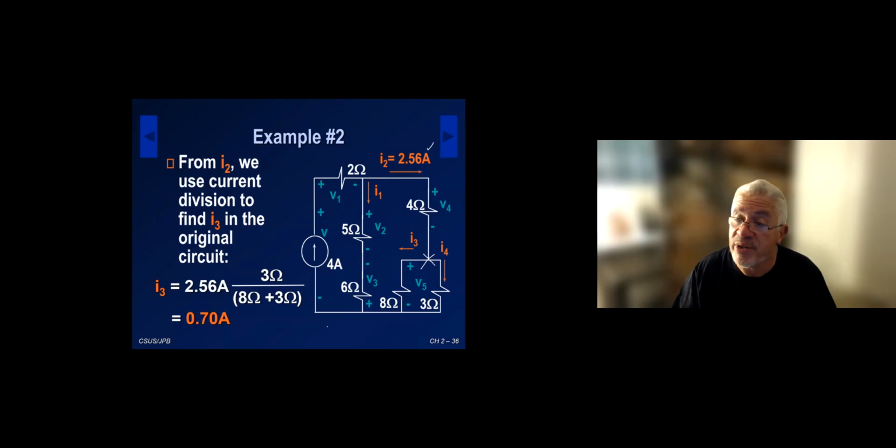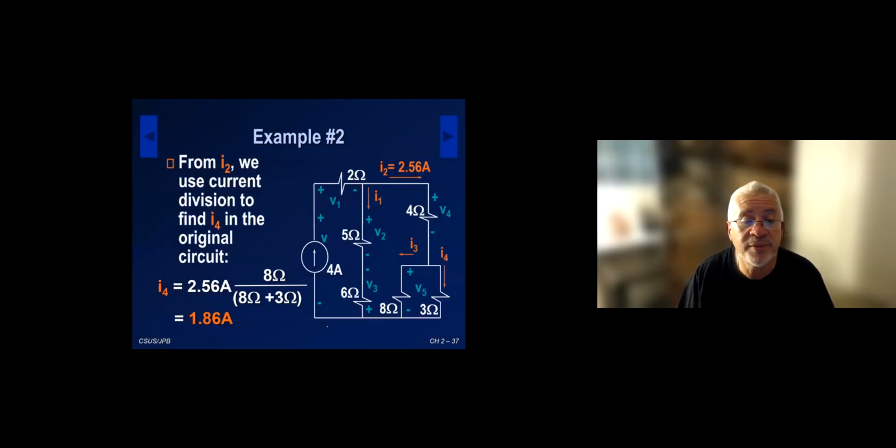I'm going to do current division in the same place and get I4 using current. Now, notice that once I get I3, I could have done a KCL and get I4 because I2 is going to be equal to I3 plus I4. So that's also an option you have. But just to show you current division, to try to be more intentional about it, we do it again to get I4. Okay. So at this point, we have every current.